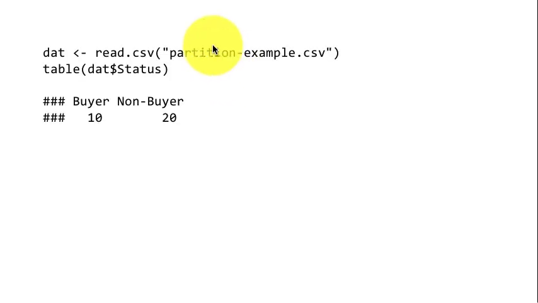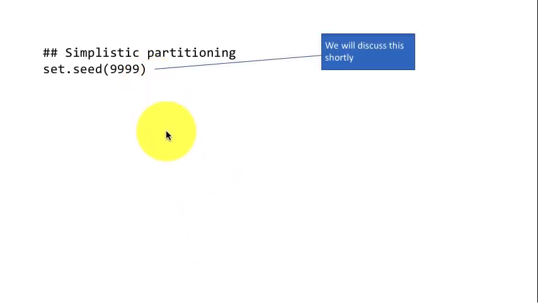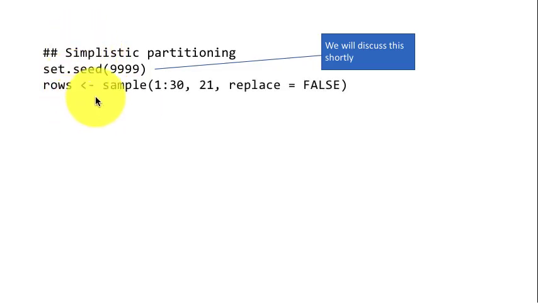Now what I'm going to do is partition this into training and test. I'm calling this simplistic partitioning because this is not what we'll be using. Forget this line for the time being, set.seed, ignore this completely for the time being. I'll come back to this later. And I say rows is sample 1:30, 21, replace equals false.